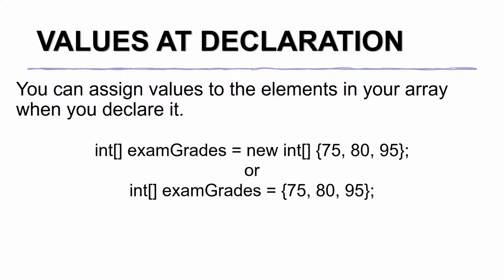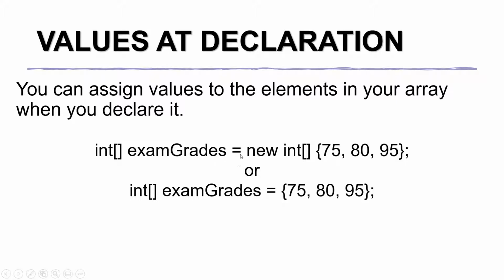You can also assign values to the elements in your array when you declare it, so you don't always just have to leave it blank. There are two methods you can do this. The first half on the left is the same for both empty arrays and ones with values at declaration, where you write the data type, the square brackets, and then name the array.